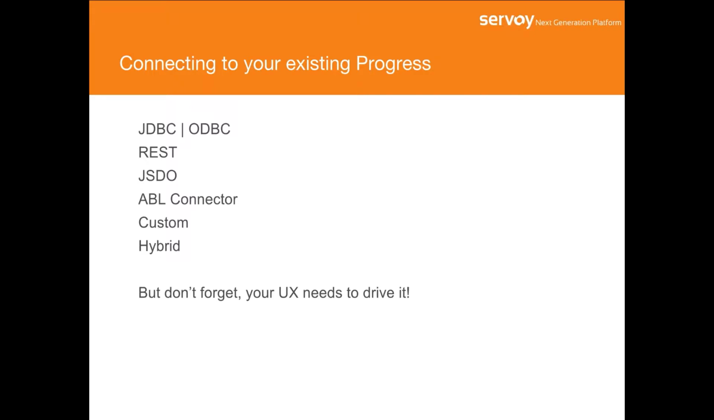So let's dive directly into the different ways of connecting to your existing database, your Progress database. And roughly these are the different approaches: connecting through JDBC and ODBC, REST, JSDO, using the ABL connector, a commercial product that is available, the custom way of doing it, and then also a hybrid approach. You'll see this coming back in a couple of slides.